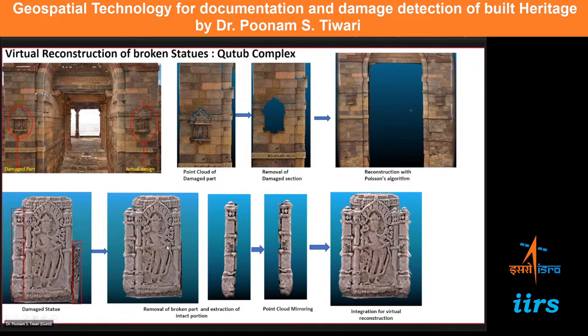Because of the symmetry, what we did was, and this is all done virtually, from the point cloud we have taken out this much area, replicated it, mirror imaged it, and then the point cloud mirroring was carried out. It was mirrored and then attached here. So the complete structure was generated.